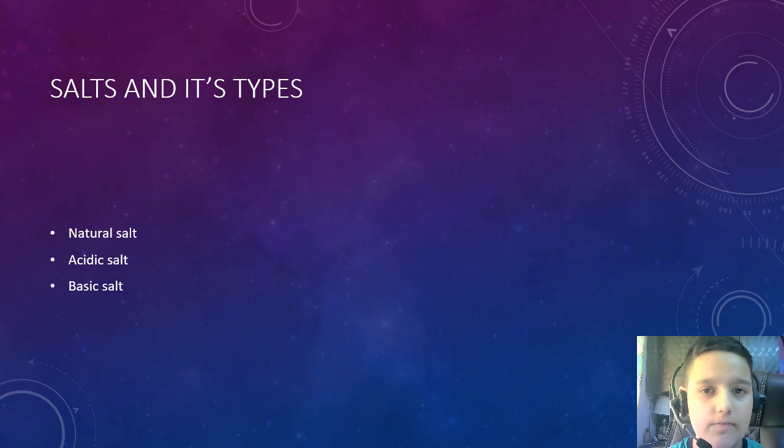And now if I tell you about the indicators, when we test with the help of litmus paper, neutral salts have no reaction, there is no change. For the acidic one, the color turns to red, and for the basic it turns to blue. I hope that this topic is clear, so let's move on to our next slide.